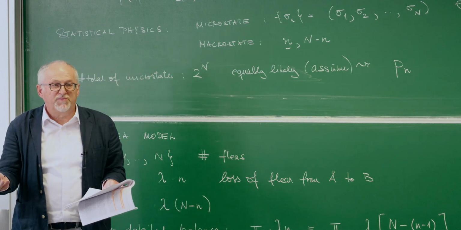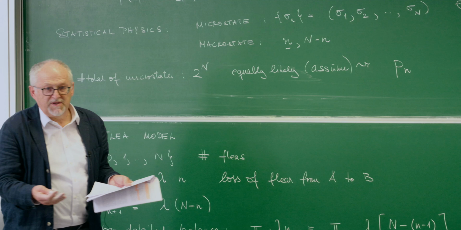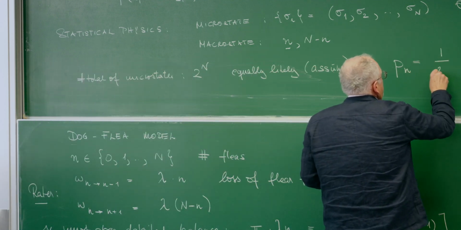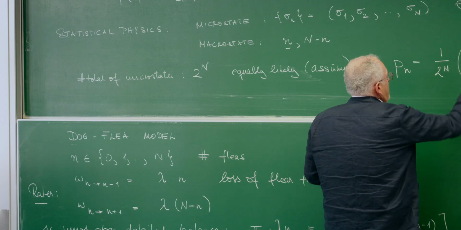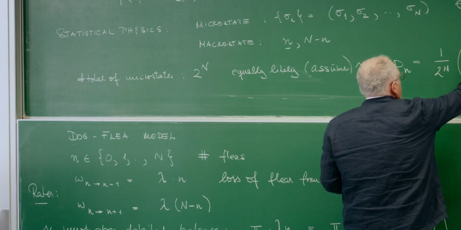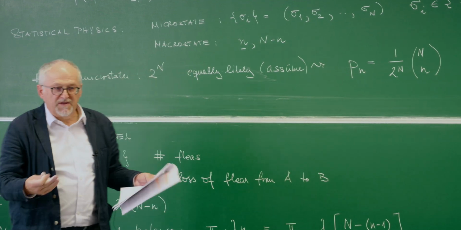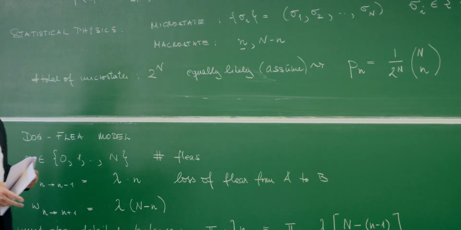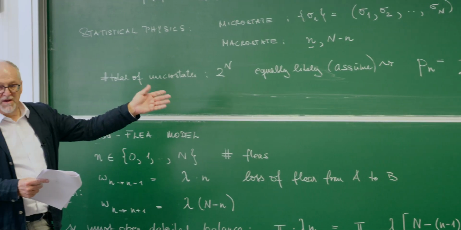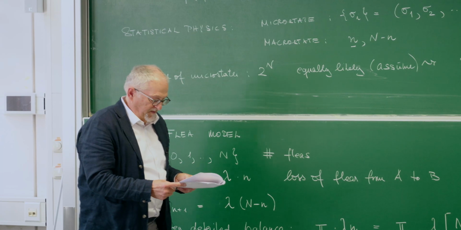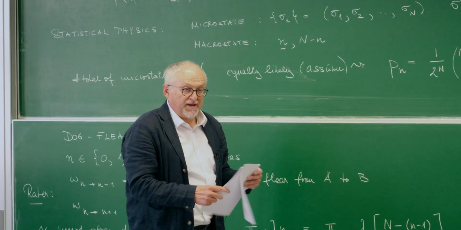Well, it's a counting problem. You have to say how many possibilities do you have. This is 2 to the n. And how many of those are to your favor? This is the binomial coefficient. Okay? So you get the same kind of distribution from a counting argument based on equal likelihood in statistical physics. Right?